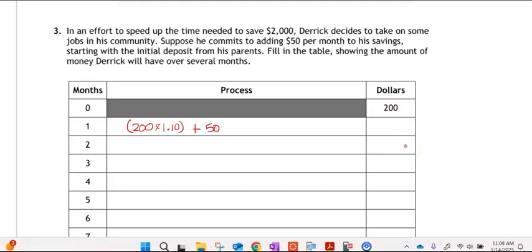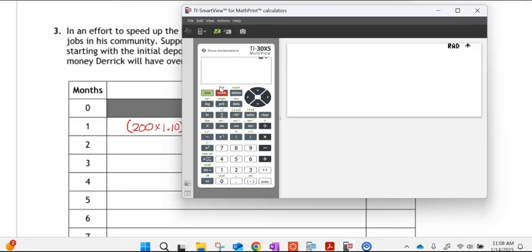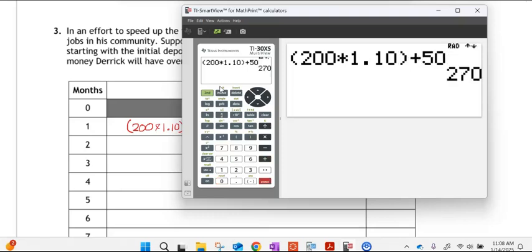So we would go ahead and put that in the calculator. So let's do that. So we would have the 200 times 1.10. And I should probably put that all in parentheses. I mean, it doesn't really matter, but 200 times 1.10. And then we're going to add the $50. Okay, so that gets me $270.